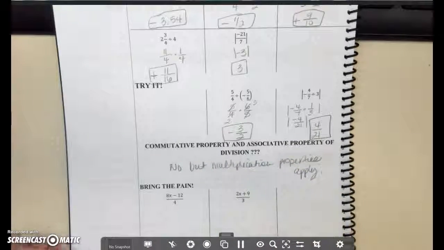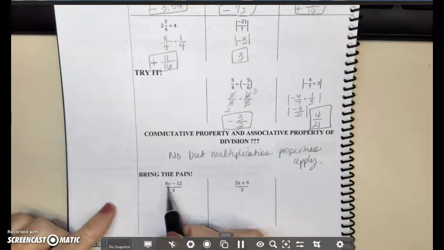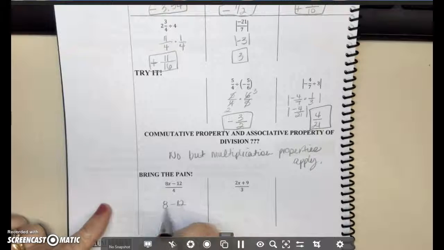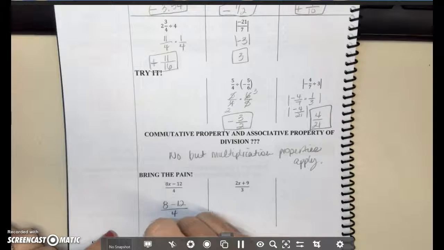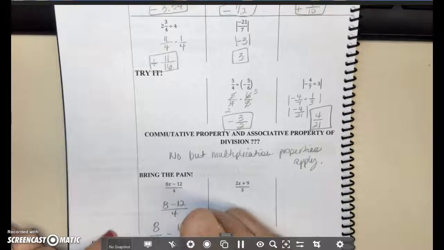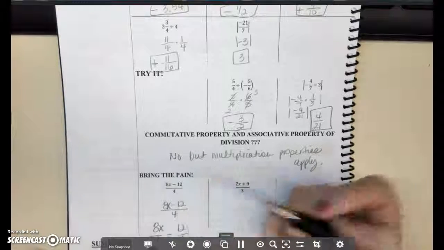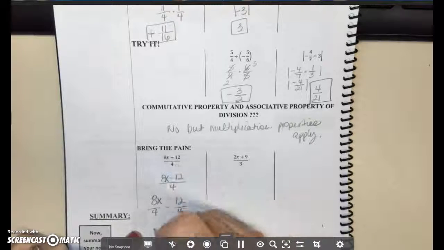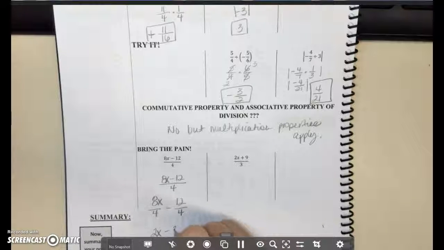Okay. All right. So these two down here, we haven't really dealt with anything with variables yet, but I'm going to show you how you can deal with these. So if this was 8 minus 12 over 4, you can actually split this into two separate fractions. It would look like 8 over 4 minus 12 over 4. The only difference is now we're adding that variable right in here. So you can divide both of these individually. 8 divided by 4 is 2, and tack on the x, and then 12 divided by 4 is 3.